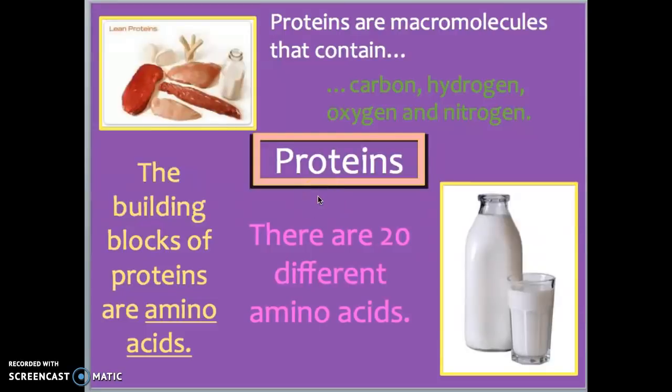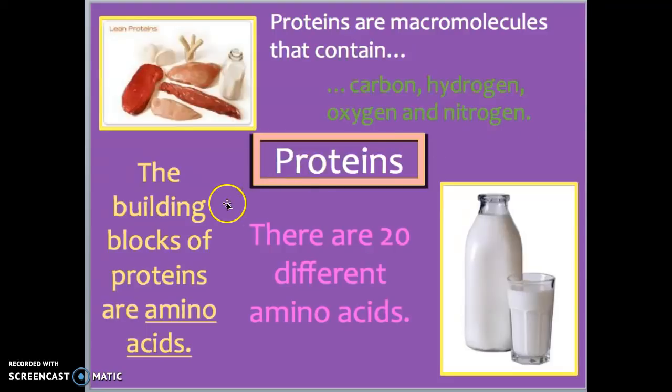The last class of macromolecules are the proteins. And proteins are essential to the inner workings of your body and your cells. And you can identify a protein because they will contain carbon, hydrogen, oxygen, and then in addition to that, nitrogen and also sometimes sulfur. So the S comes in here with proteins.